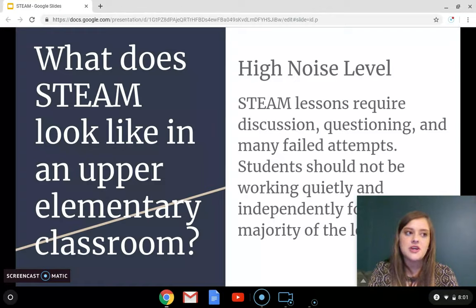If you want students to try to design something on their own or think of what they would do before they get with a group, then I think that's great. But students do not need to be doing a STEAM lesson completely on their own, because a lot of times they're going to need those ideas from other students, or other students are going to point out things that they might not have thought about.